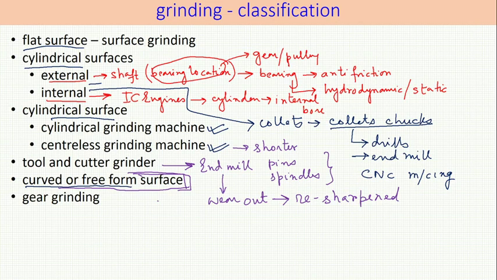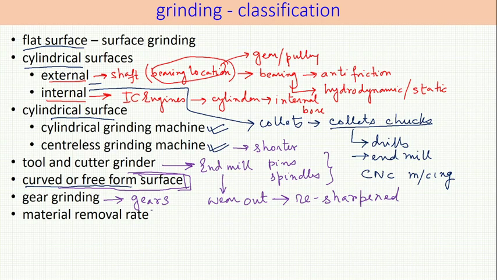We have one more very important machine element, which is gears. The flanks of the gears require grinding. There are different ways of gear grinding. This I am not going to cover. This also you have to self-study on your own.